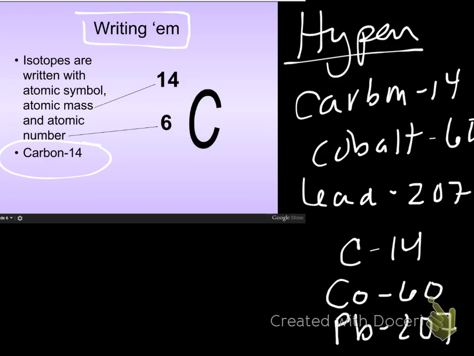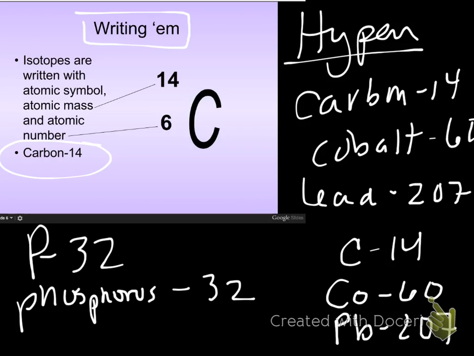So if I ask you about an isotope of phosphorus with a mass of 32 AMUs, write me the hyphen notation, short and long form. So an element of phosphorus with a mass of 32 AMUs.